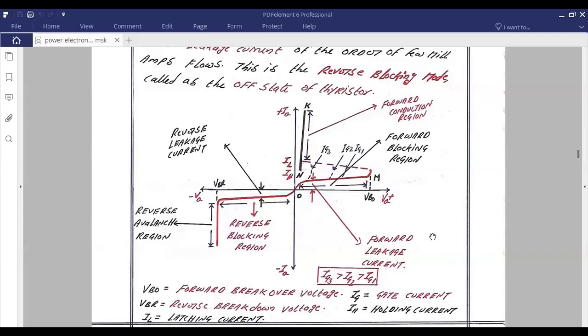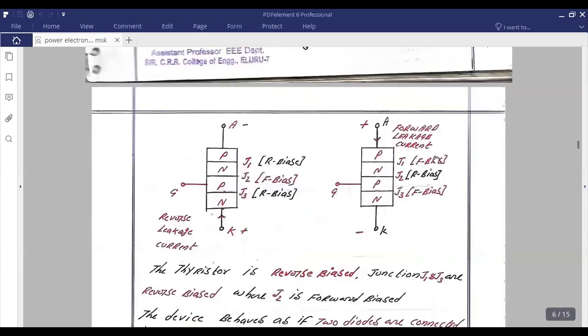Then how do we make the device be in the conducting mode? How do we make the device be in the forward conducting mode? For that, we need to make this reverse biased junction forward biased. How do we make this reverse biased junction forward biased? Simply by using the gate terminal.